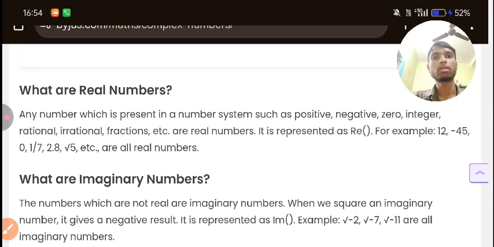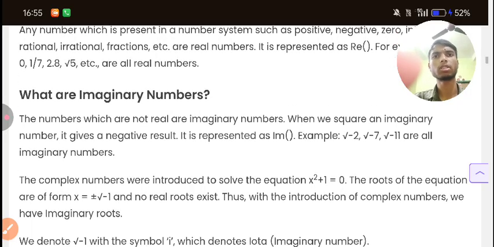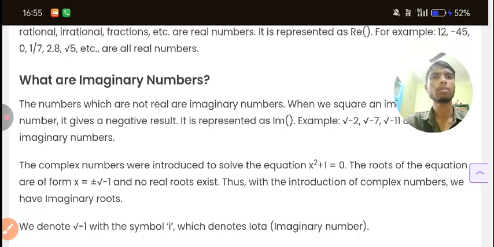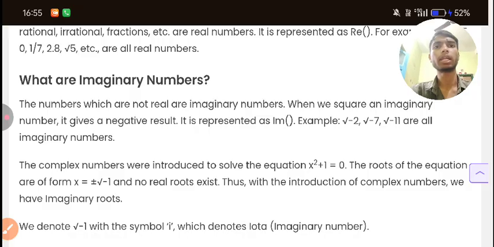Now what are real numbers? We know real numbers contain rational numbers and irrational numbers. What are imaginary numbers? The numbers which are not real are imaginary numbers. We can only imagine them. When we square an imaginary number, it gives a negative result. Examples: root of -2, root of -7, root of -11. All these are imaginary numbers.